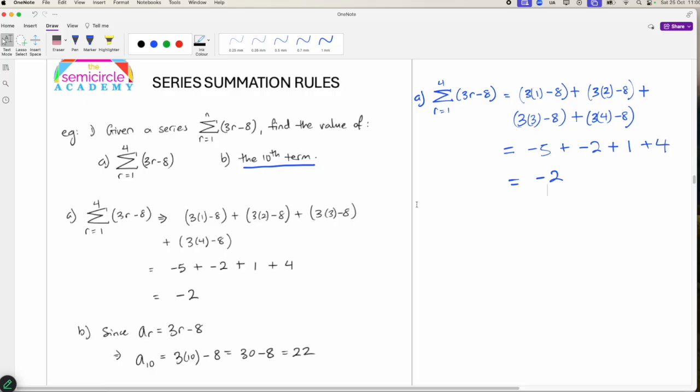And then part B, the 10th term. Well, look at it right here. You can see a_r is 3r minus 8. So a_10 is 3 times 10, 30, minus 8, which is 22. So the 10th term in this sequence is 22, and the summation of the first 4 terms gives us negative 2.